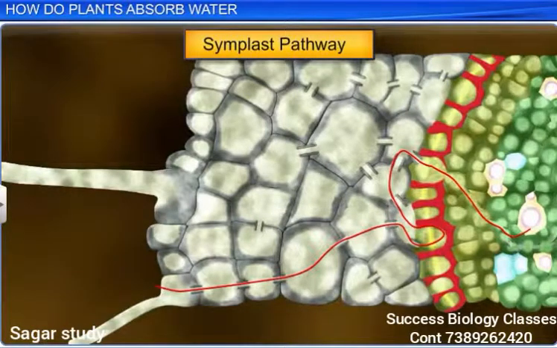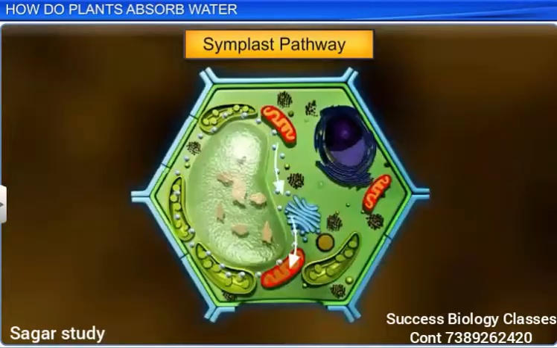Water movement takes place down the potential gradient. As water enters the cells through the not-so-permeable cell membrane in the symplastic pathway, water movement is slower. However, the symplastic pathway is aided by cytoplasmic streaming, that is, the movement of the cytoplasm.